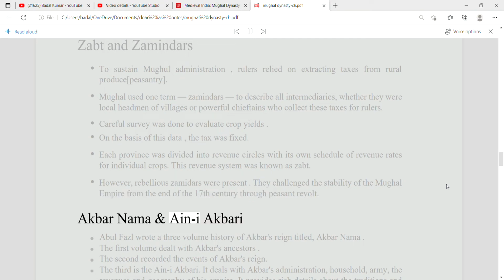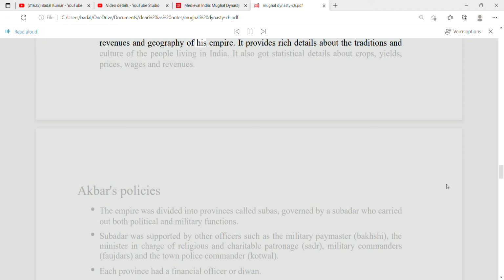Akbar Nama and Ain-i Akbari. Abul Fazl wrote a 3-volume history of Akbar's reign titled Akbar Nama. The first volume dealt with Akbar's ancestors. The second recorded the events of Akbar's reign. The third is the Ain-i Akbari. It deals with Akbar's administration, household, army, the revenues, and geography of his empire. It provides rich details about the traditions and culture of the people living in India. It also has statistical details about crops, yields, prices, wages, and revenues.